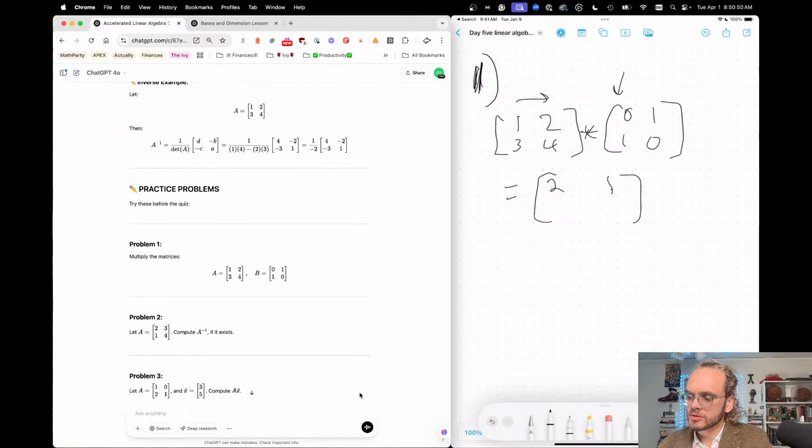I think we're going to get some sort of slightly inverted version of this, just the numbers in different locations. Let's go to the bottom left. Now I go 3 times 0, 4 times 1, 4. And then finally for the bottom right, I do 1 times 3, 4 times 0, plus 4 times 0, which is 3. All right, so that's the answer to problem 1.